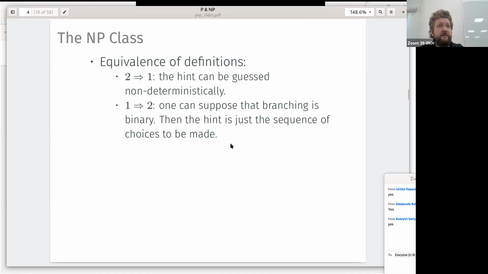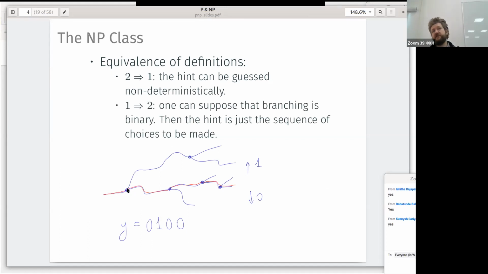From 1 to 2, it's a bit hard to prove, but also quite easy. So suppose we have a non-deterministic algorithm. How can it be rewritten as a deterministic one with a hint? So here is this non-deterministic algorithm, all its execution paths. And suppose that each branching is binary, so we have only two options for non-determinism. This can be achieved just by taking, if you have, say, a triple non-deterministic branching, you can split it into two binary ones. So at each time when we branch, we either branch to the top or to the bottom. It's just on the picture.